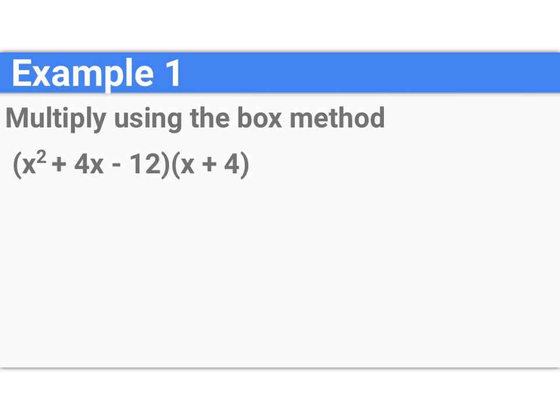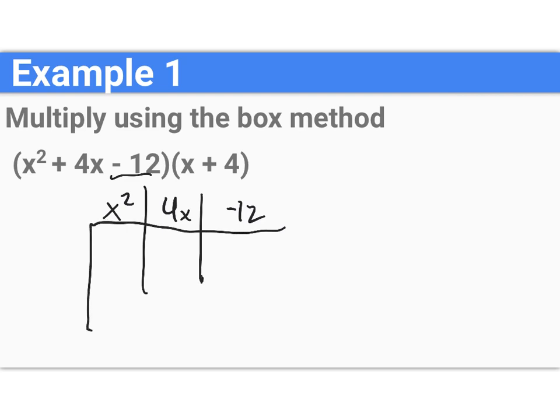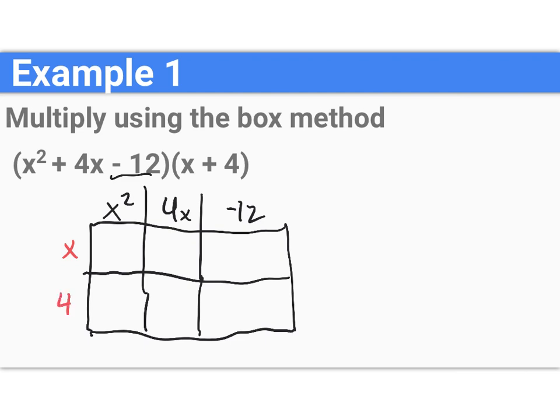Let me show you what we're doing here. So if we take x squared, 4x, and negative 12, remember the sign in front of the term goes with the term, and we make a box. I could have made a better box. And then let's do x plus 4 and another one. So x times x squared becomes x cubed. 4 times x squared becomes 4x squared. Then 4x times x becomes 4x squared. Then 4 times 4x becomes 16x, minus 12x, minus 48.